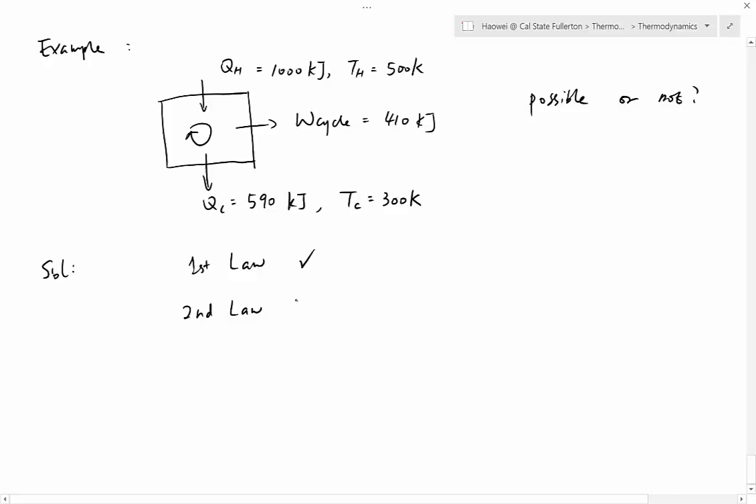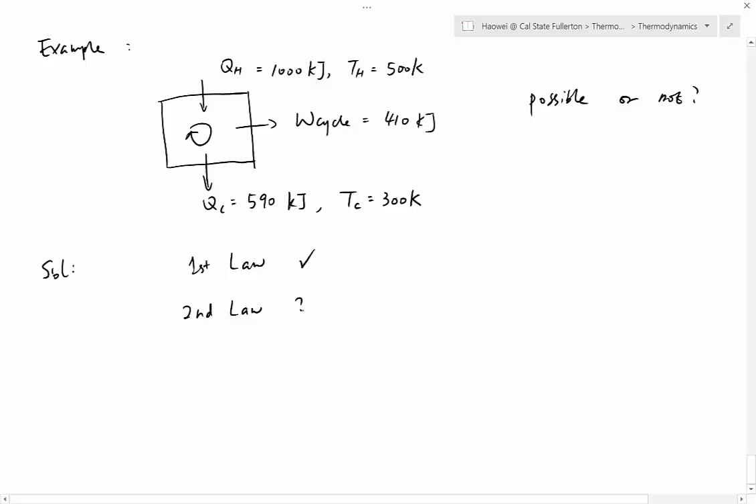Next, let's check if we can satisfy the second law. The last time, we checked by comparing eta with eta max. We compare the actual efficiency eta, and we also find the maximum efficiency, eta max. And the solution was that our actual efficiency eta is even higher than eta max, which is obviously not possible. Then we said this design is not true.